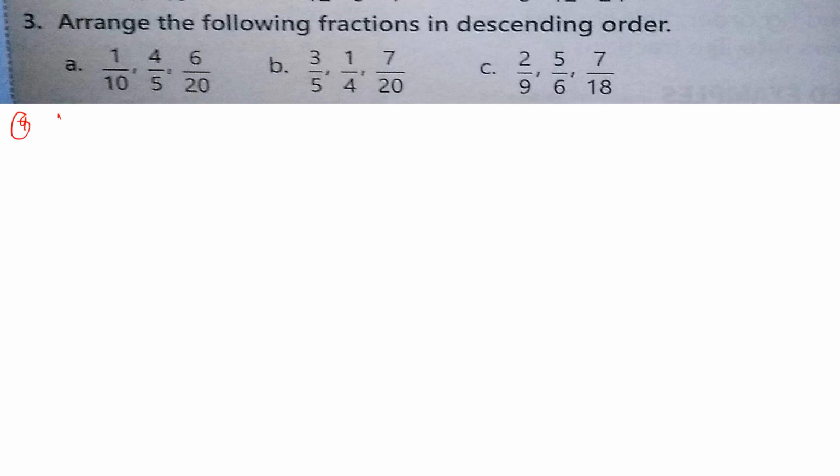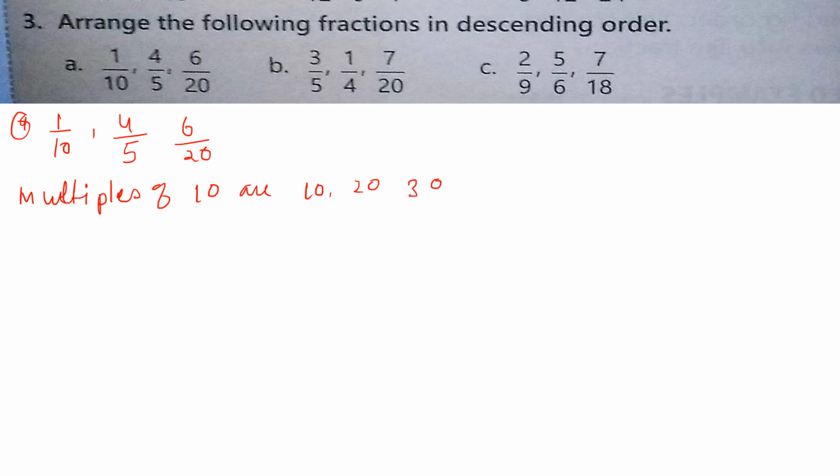So number A: 1 by 10, 4 by 5 and 6 by 20. Same. We just need to convert the fractions into like fractions. So let's first write the multiples. Multiples of 10 are 10, 20, 30 and 40. Just up to 4 I am writing. If we need, we will write more.